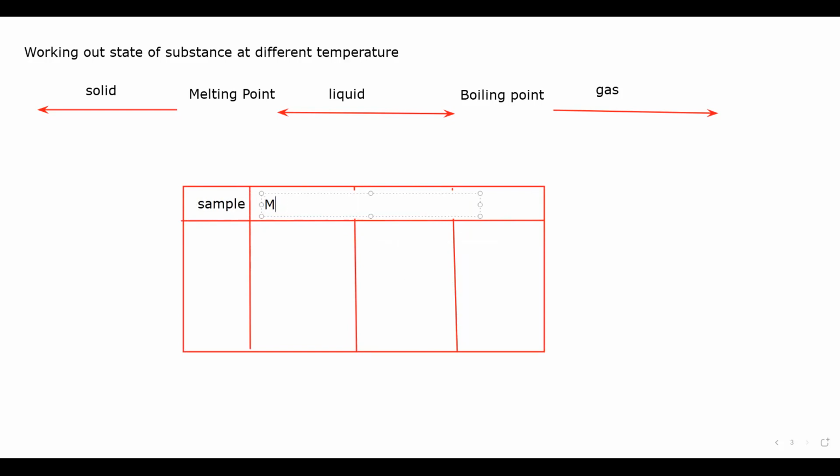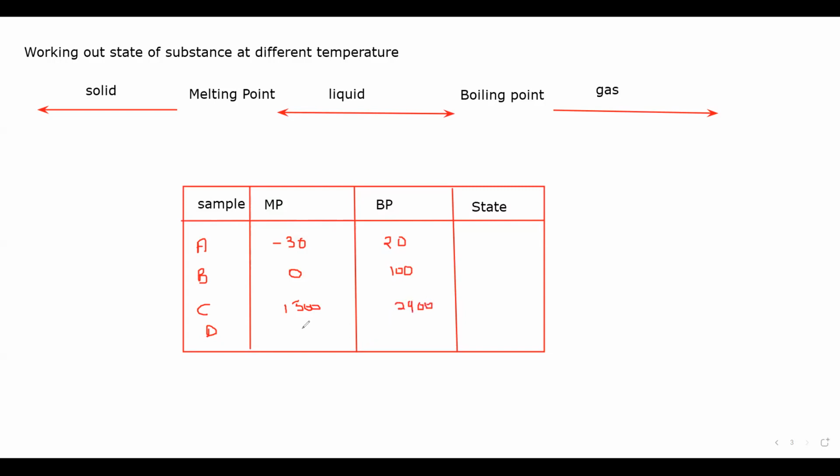Melting point, in short, I'm writing MP. Boiling point, in short, I'm writing BP. And the third one is the state. So we have, say, 4 samples, A, B, C, and D. The melting point of the first sample is -30 and the boiling point is 20. For substance B, the melting point is 0 and the boiling point is 100. For substance C, the melting point is 1500 and the boiling point is 2900.